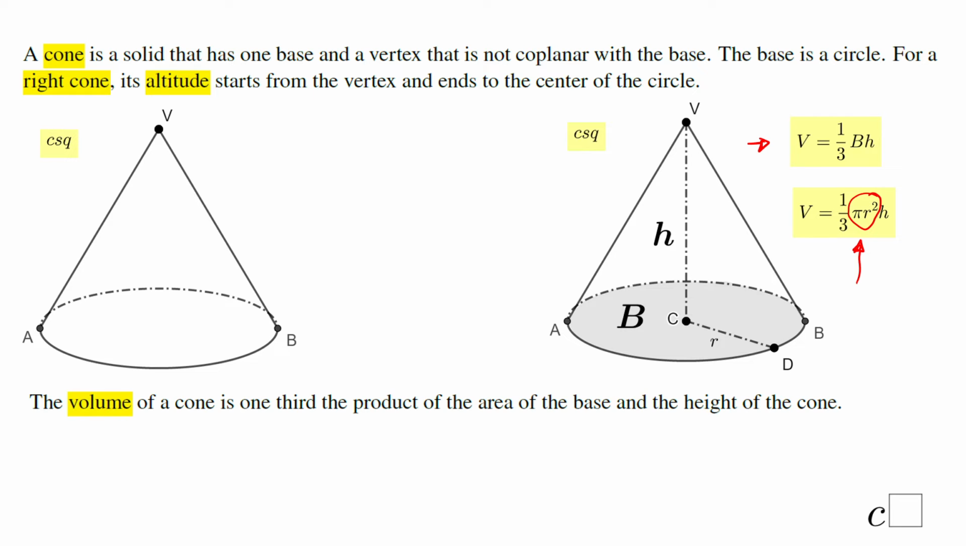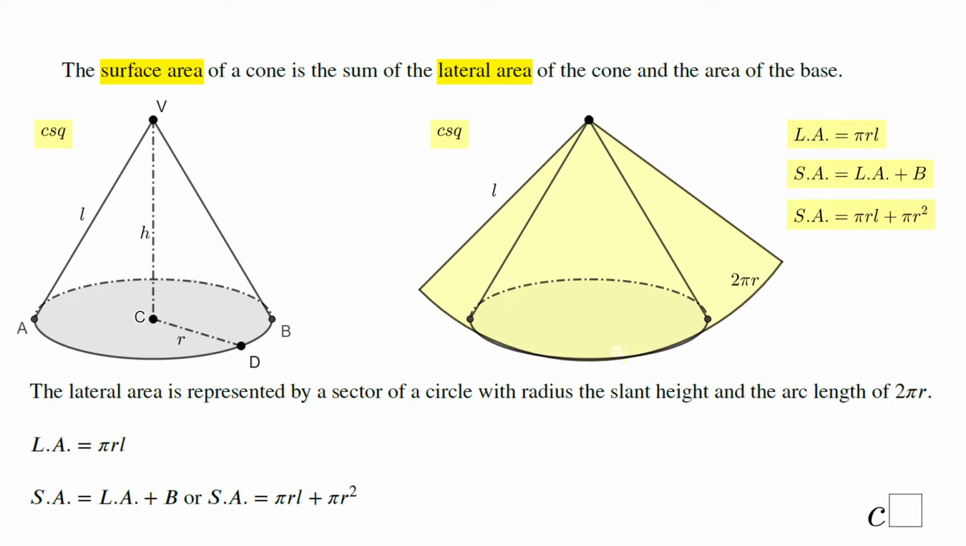Surface area, if you take a look here, this is the surface area, the yellow sector, let me call it like that. This arc here is exactly the circumference of the base, and that allows us to get this lateral area, which is pi r L. And the surface area will be the lateral area plus the base. By the way, this is the formula where we replace everything with what we have, pi r L, the lateral area, and pi r squared, the area of the base, in case you remember this formula.